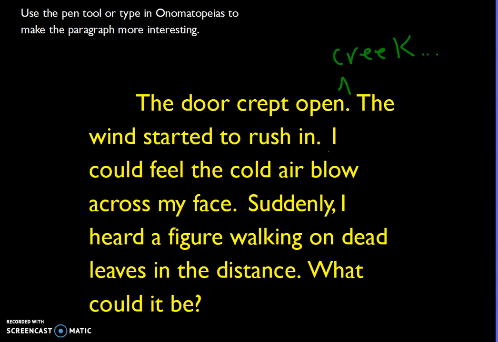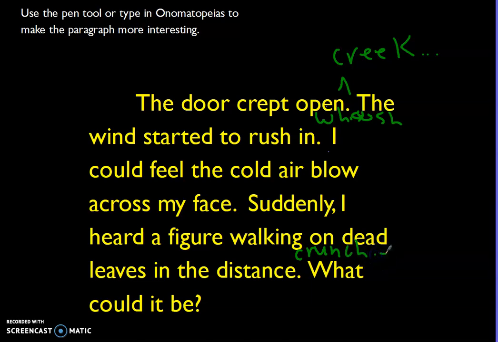The wind started to rush in. I could feel the cold air blow across my face. Maybe we could do some rush in air, like whoosh. Suddenly, I heard a figure walking on dead leaves. What would that sound like? Maybe a crunch? I heard a figure walking on dead leaves in the distance. Crunch, crunch. What could it be?